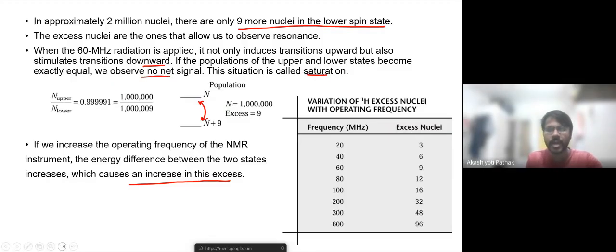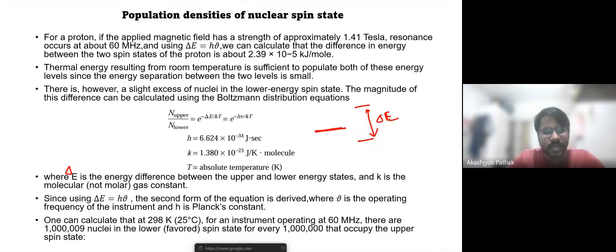So if you apply a very high energy of radio wave frequency, then at one point a saturation state will be achieved. You would not want saturation. If the number of nuclei in the upper state and the number of nuclei in the lower state become equal, then there will be no signal. So you will not want to have a saturation situation. You have to control the energy of the radio wave frequency. I hope this point is clear.